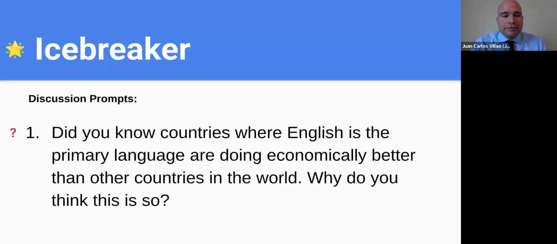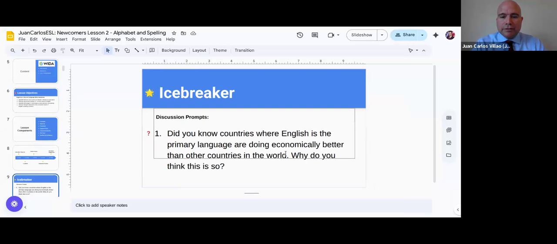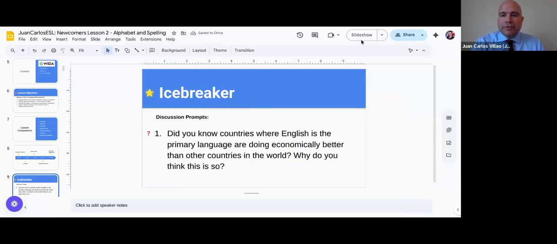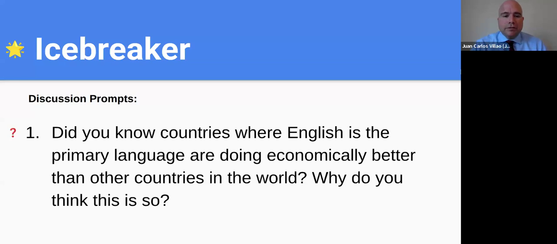All right, icebreaker. So discussion prompts. Question 1: Did you know countries where English is a primary language are doing economically better than other countries in the world? Why do you think this is so? Just to make a correction here. Why do you think this is happening? Why are English-speaking countries doing better economically than other countries?